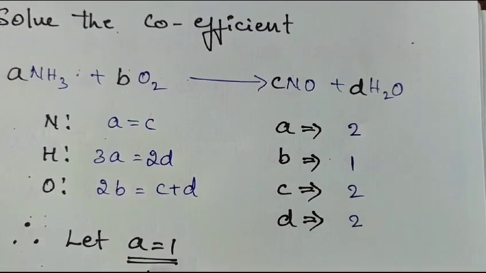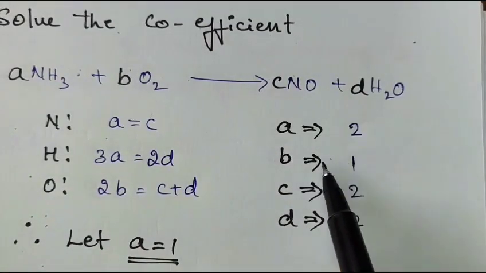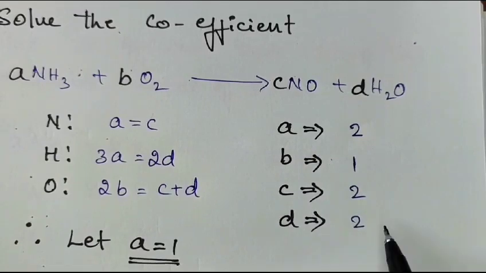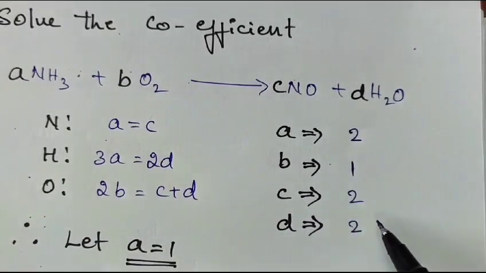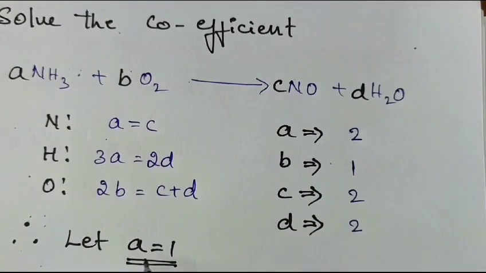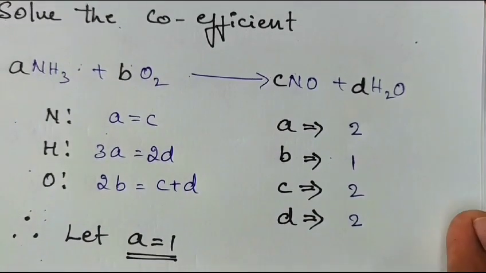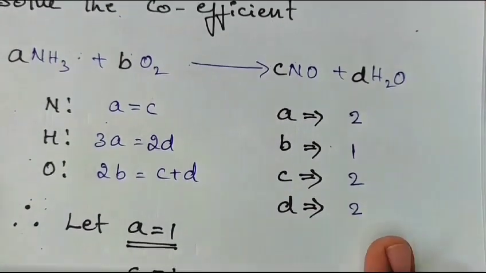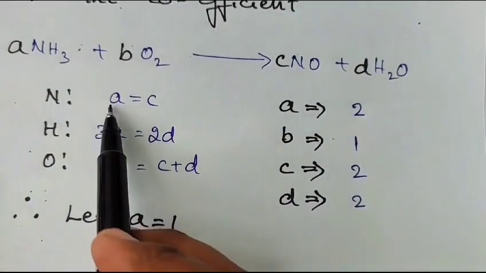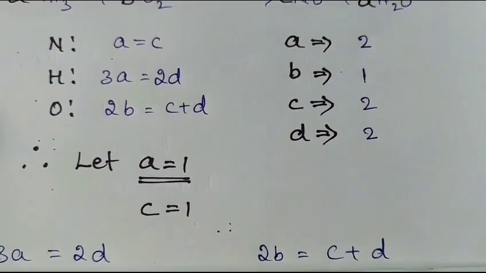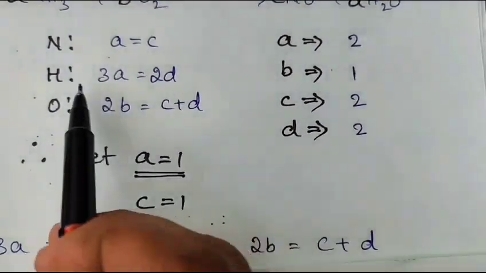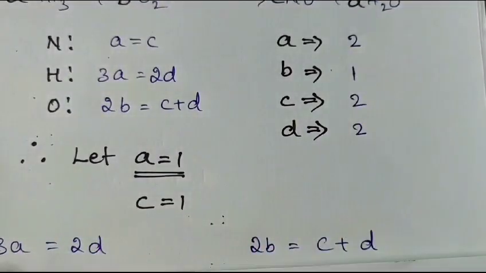So the counts are A is equal to 2, B is equal to 1, C is equal to 2, and D is equal to 2. Since C, D and A are repeated an equal number of times, we consider A equivalent to 1. It has been assumed as A equivalent to 1. When A is assumed as 1, C is going to be 1. Now let us go further and solve the other coefficients.